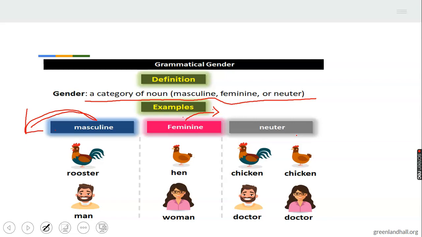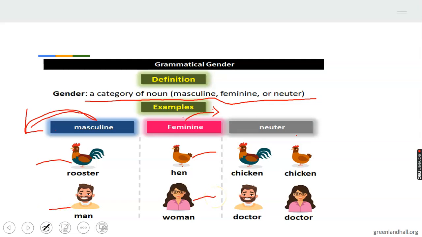The masculine of this is rooster, and then the feminine is hen. It is the hen that lays eggs. The rooster cannot lay eggs, though it is the rooster that helps the hen to lay eggs. It is the one that makes this hen able to lay eggs, just like we have daddy and mommy. Look at this. This is the man and this is the woman. So the man is the masculine while the woman is the feminine.